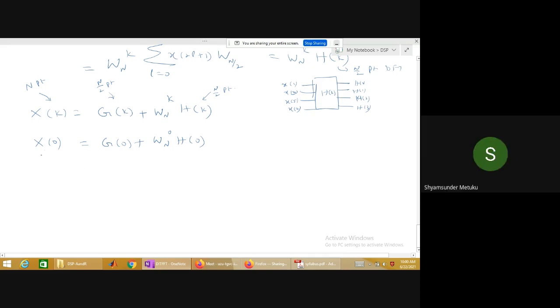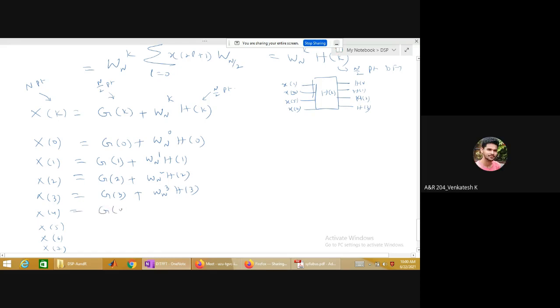Yes, sir. We can write. How long should we consider this way? Up to 7 points. Very good. So I'm writing up to 7 points here. Now you tell me what I'm supposed to write here. G of 1 plus W_N whole power 1 into H of 1. Okay, next. Is it not? Correct or not? Yes, sir.